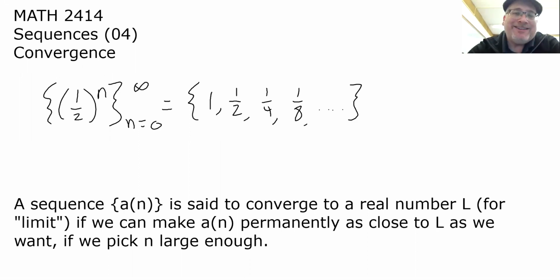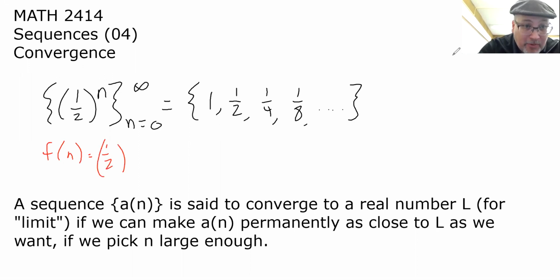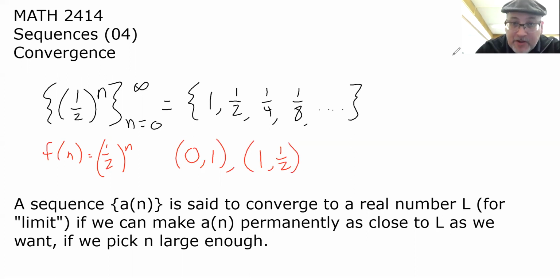But if you look at a sequence through the lens of it's a function, then our function would be f of n equals 1/2 to the n power, and every point in the sequence corresponds to an ordered pair in terms of input and output. When we put in 0 into the function, we get out 1. When we put in 1, we get out 1/2. When we put in 2, we get out 1/4. When we put in 3, we get out 1/8, etc.